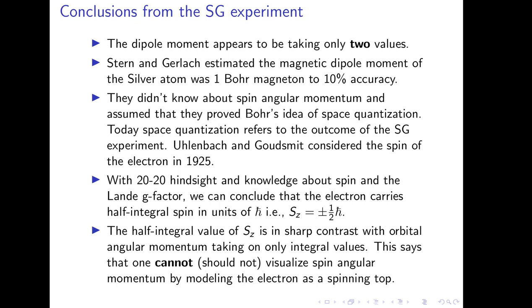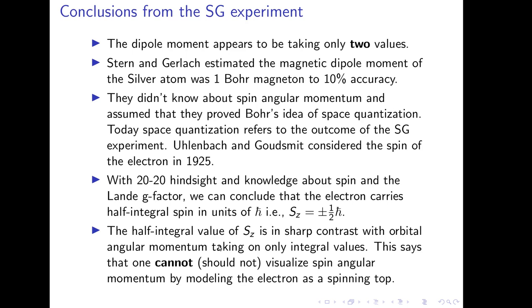Of course they didn't know about spin angular momentum, and they assumed that they proved Bohr's idea of space quantization. Today space quantization refers to the outcome of the SG experiment. And it was only in 1925 that Uhlenbeck and Goudsmit actually considered that the electron could have spin. But with 20/20 hindsight, which all of us have, and we know about spin and the Landé g factor, we can conclude that the electron carries half integral spin in units of h bar. So Sz would be plus or minus half h bar. Okay, so it's in units of h bar, just plus or minus half.